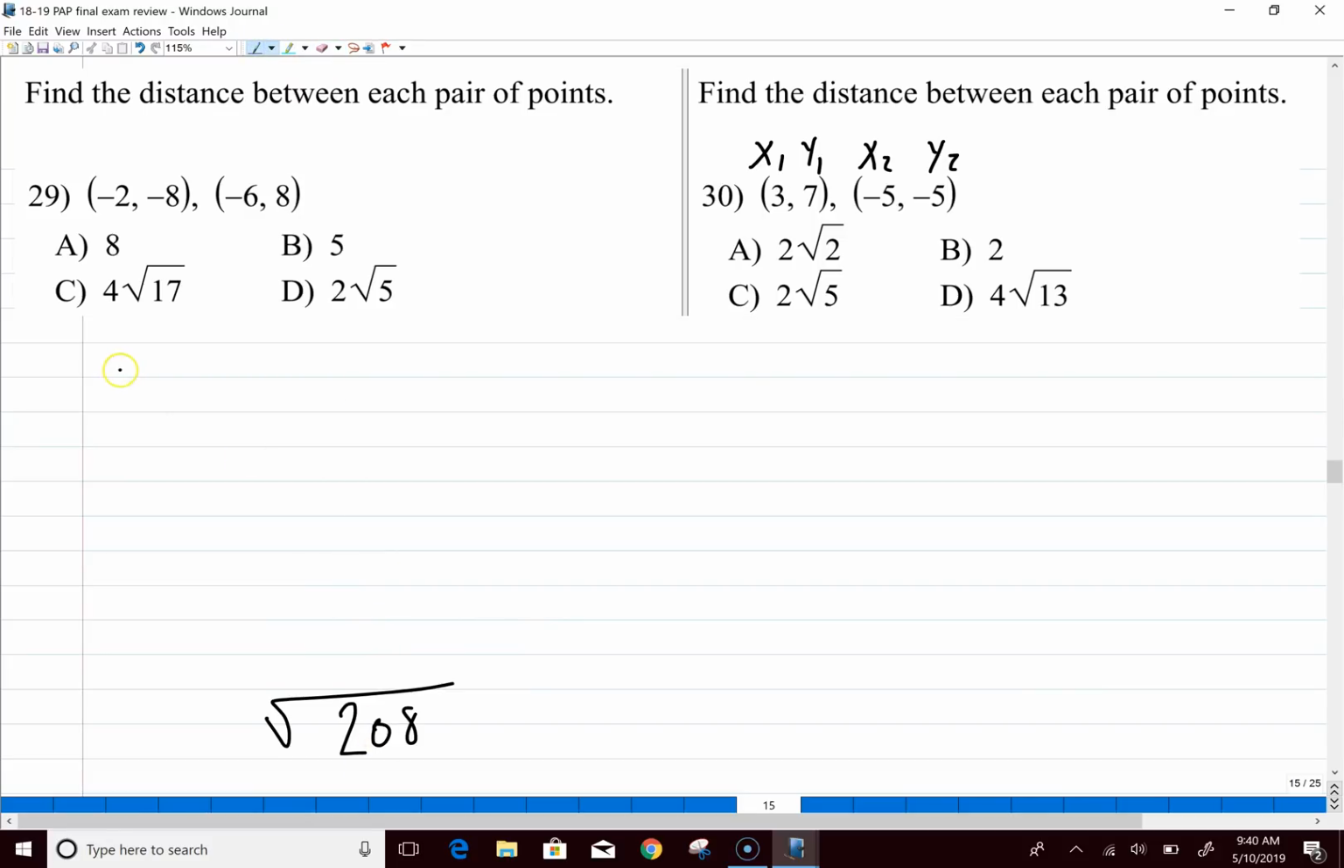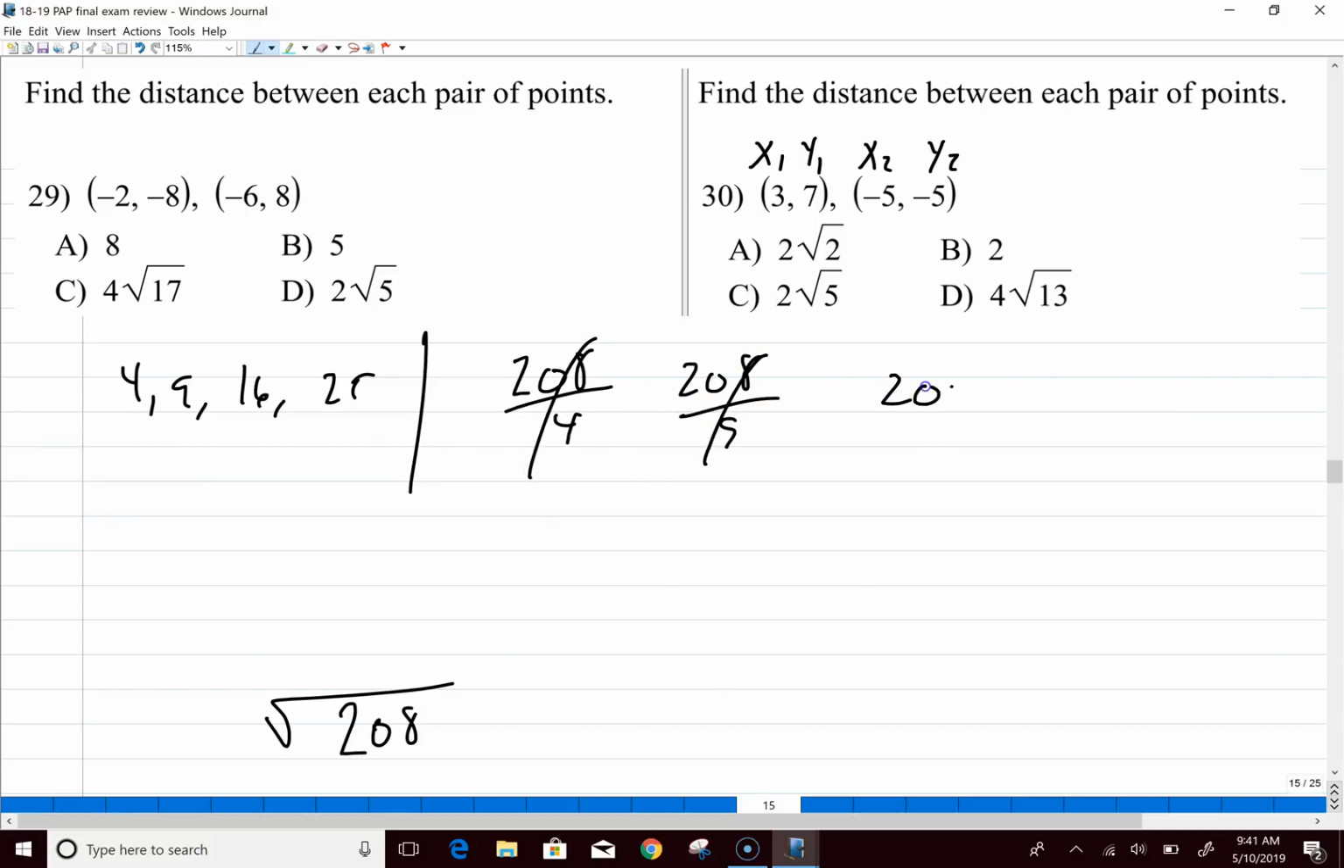So then you start dividing these numbers by 4, 9, 16, 25, and so on, over and over. So to save time, 208 divided by 4 is a decimal. 208 divided by 9 is a decimal. 208 divided by 16 gives me 13. And I hope by seeing the 13 you would choose this one, because the square root of 16 gives us the 4 in the front, right?